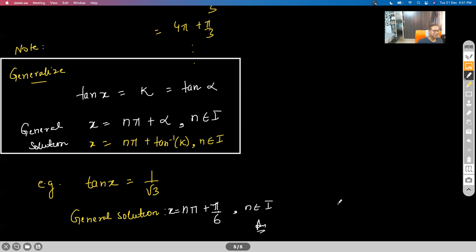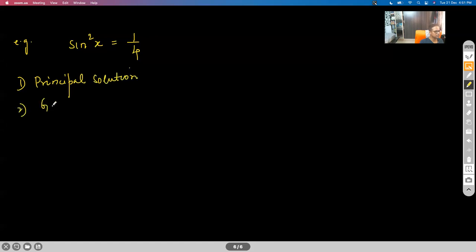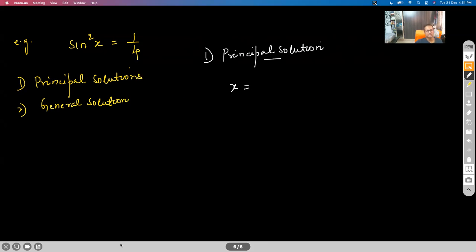Now, carrying forward with the same exercise, I would like you to tell me the principal and the general solution for this equation, sine square x equal to 1 by 4. So write down the principal solutions and the general solutions for this equation. Let's focus on principal solution first. Tell me, what are the values of x for which sine square x is 1 by 4?